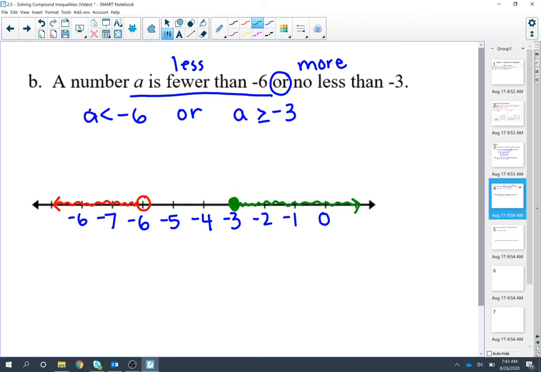Now, this guy says or, so is there any intersection? No. They're kind of separate. It's either or. So either you have to be down on the left or up on the right, which means we cannot write this the way we did the last one. So this is the way we're going to write it, and we're going to leave it just like that. And then as for our solution is this whole graph.